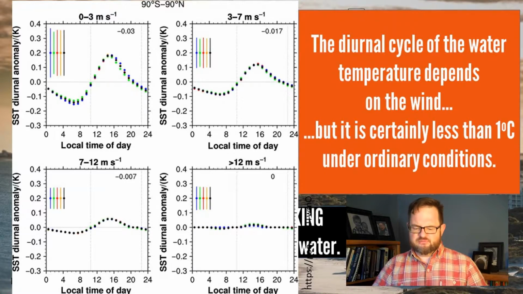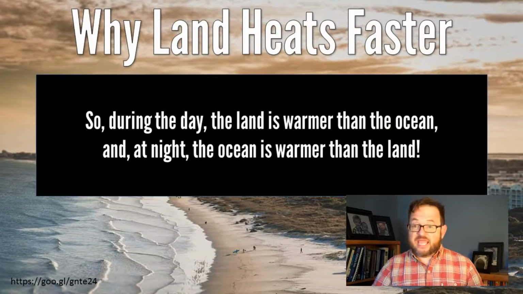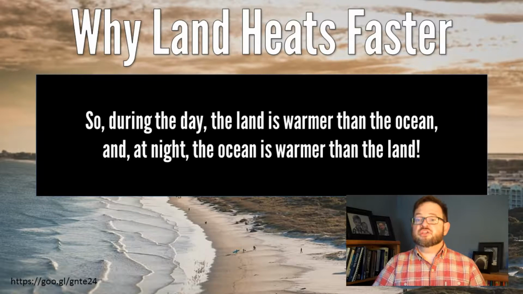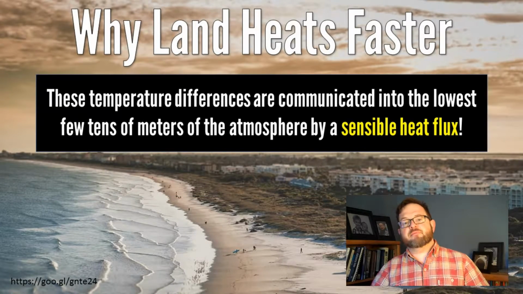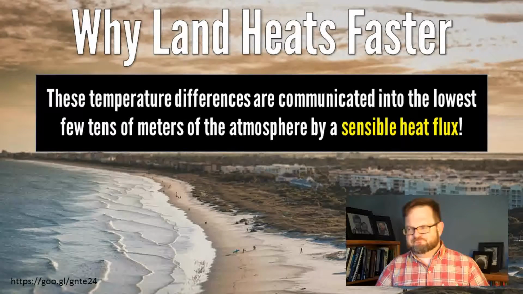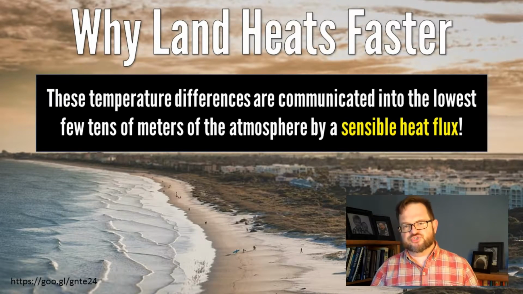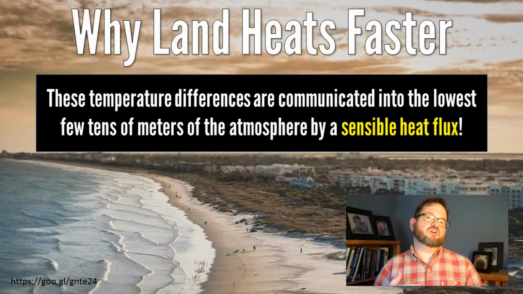We're going to see that there's ways you can mess this up. But during the day, in general, the land is going to be warmer than the ocean, and during the night, the ocean is generally warmer than the land. And both of these temperature differences are going to be communicated up into the atmosphere, at least the lowest few tens of meters of the atmosphere or so, by a process that we're going to call the sensible heat flux.